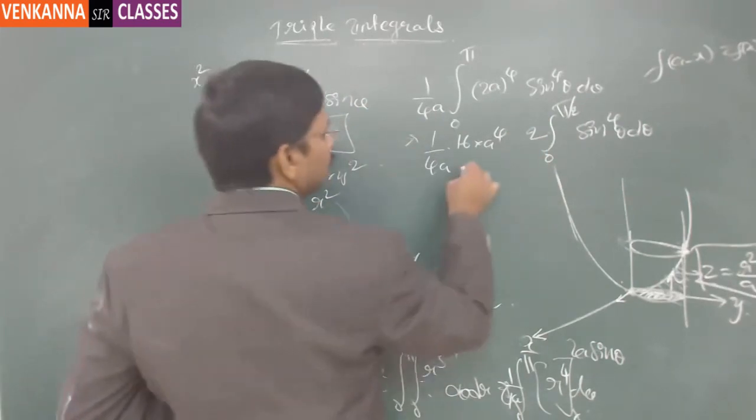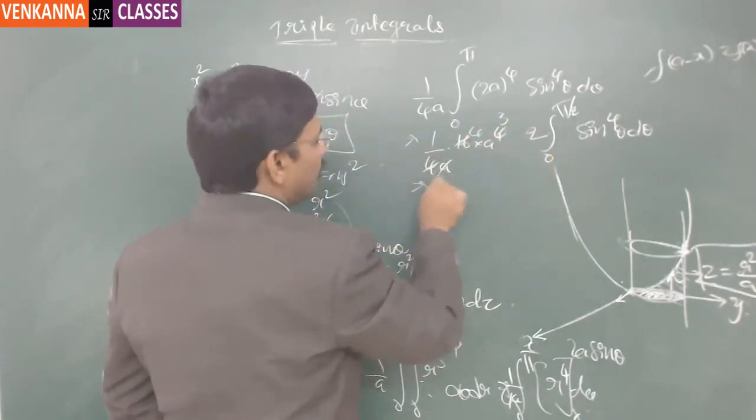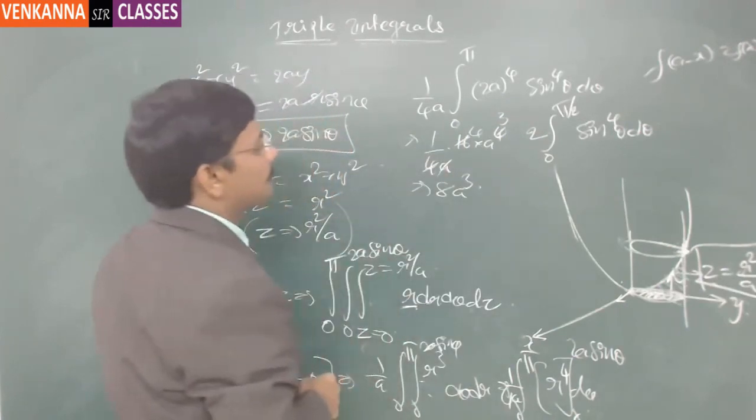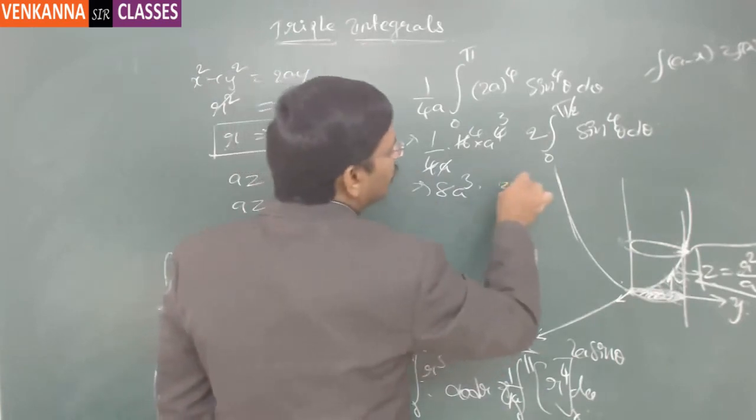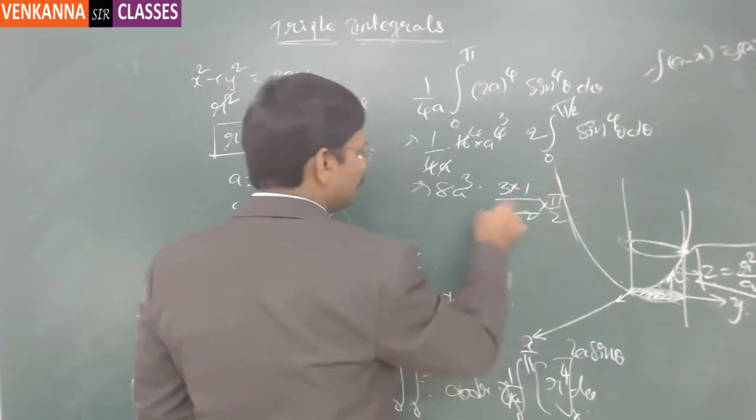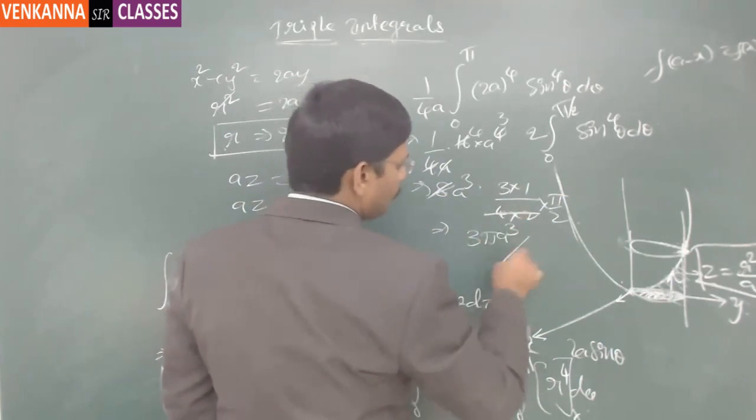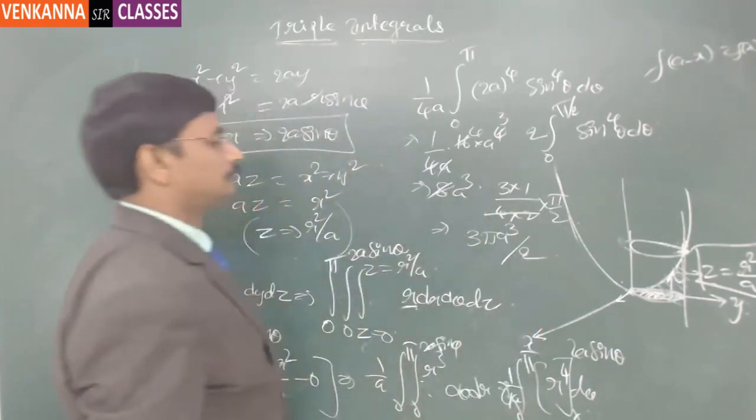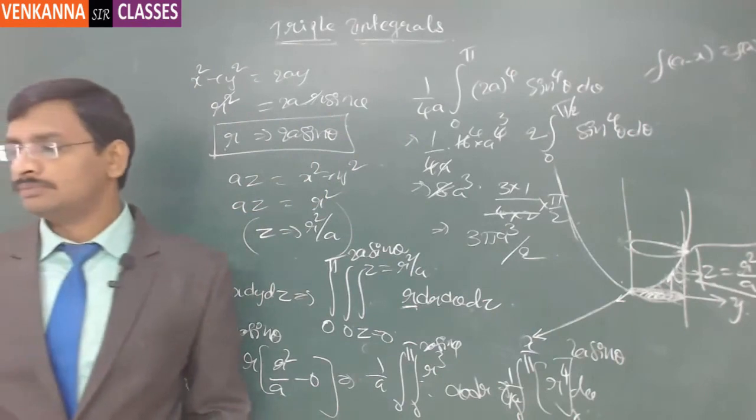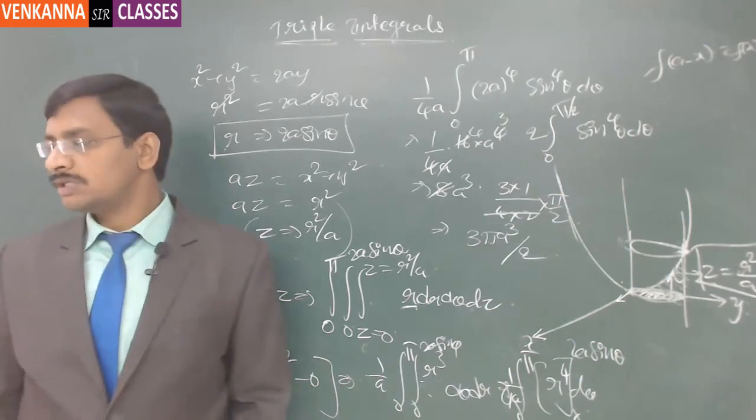Now this is a cube, and then 4, so this is 8a cube into sin power 4 theta. The sin power 4 theta integral will be 3 into 1 divided by 4 into 2 into pi by 2. So this 8 cancels. So 3 pi a cube by 2. Yeah, that's correct. Got it? Any questions on this?